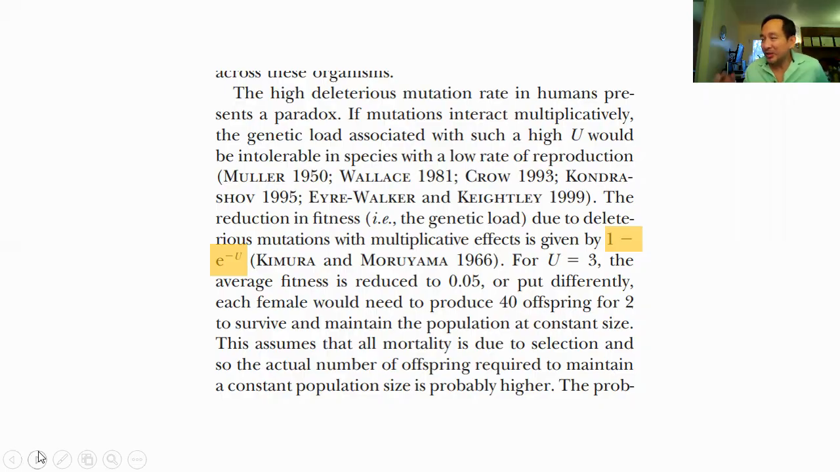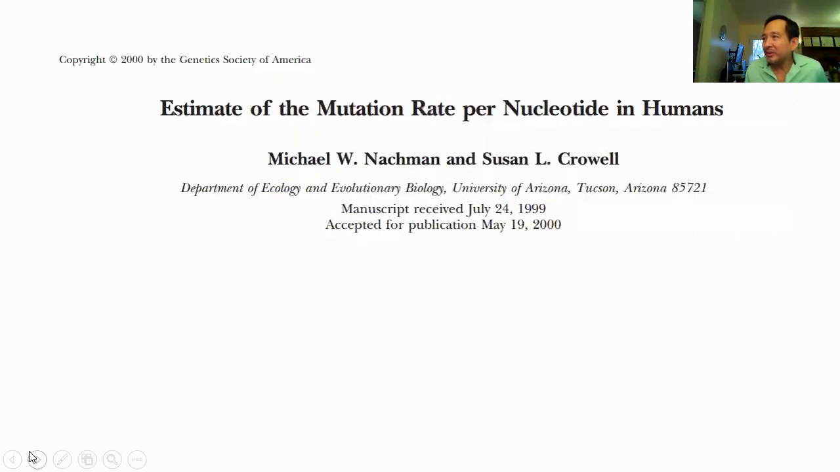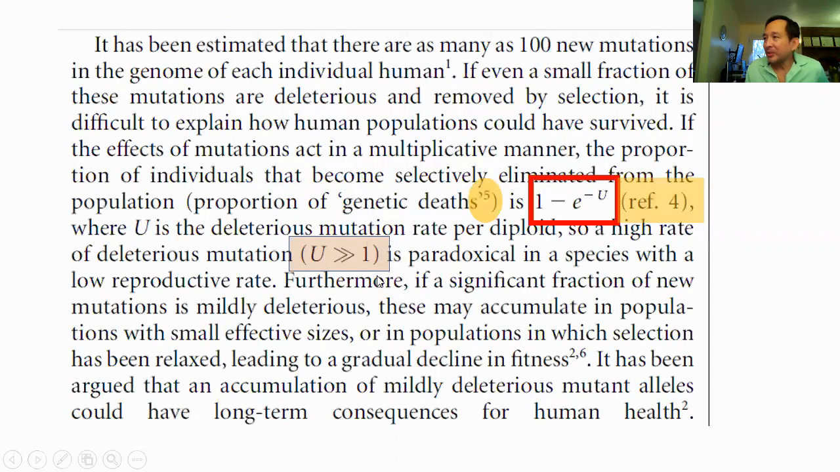Unfortunately, people in the know in this community know what these numbers mean, but for outsiders, it takes a little bit of uncoiling. And then, yes, this is the paper I just referenced, Nachman and Crowell. Then we'll see it in another paper, this 1 minus e to the minus u.